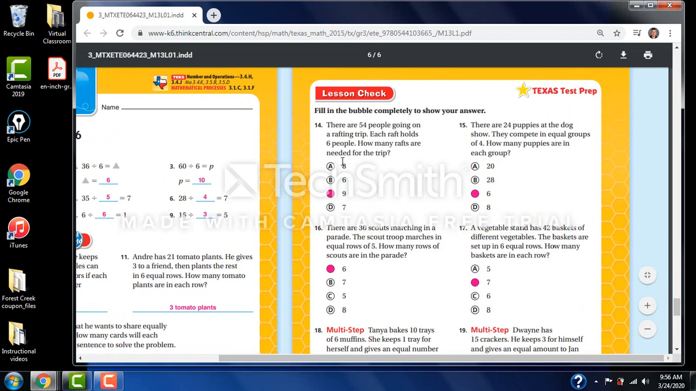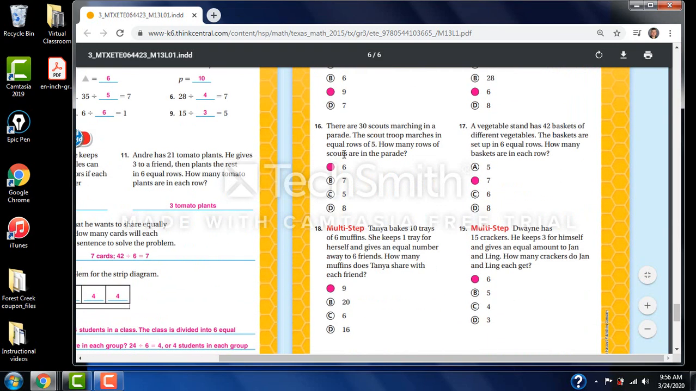Let's look at the rest of the questions. There are 54 people going on a rafting trip. Each raft holds 6 people. 54 divided by 6 equals 9. 24 puppies at the dog show divided into 4. 24 divided by 4 equals 6.